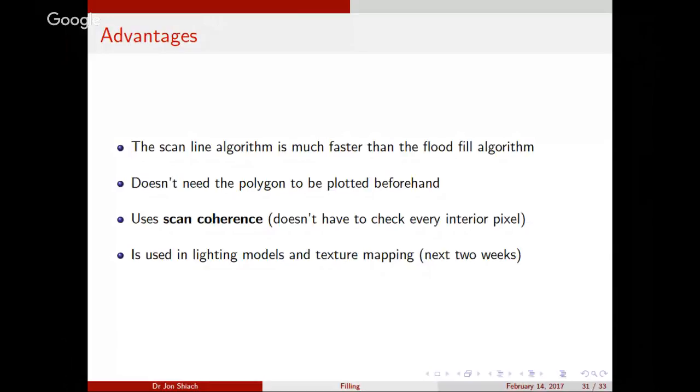It doesn't need the polygon to be plotted beforehand. The scanline method actually plots the polygon for you. It uses what we call scan coherence, so it does lots of pixels at a time rather than individual ones. It's also used in lighting models and texture mapping. In the third lecture this afternoon, we'll be looking at texture mapping, which uses this. Next week, we'll also be looking at lighting models, which also use scanline filling.